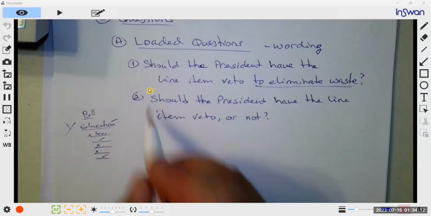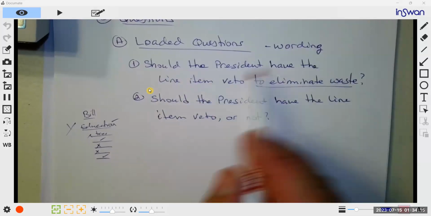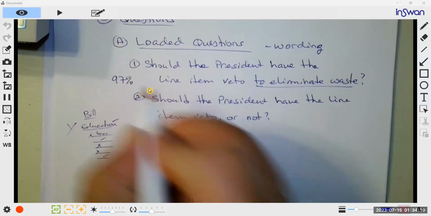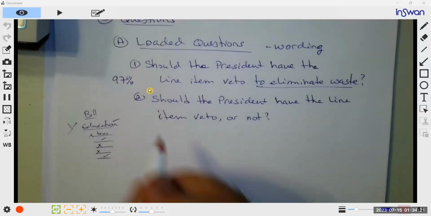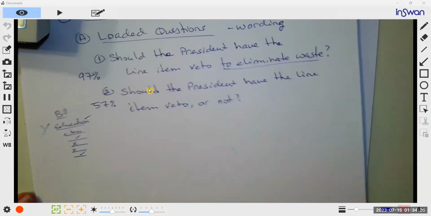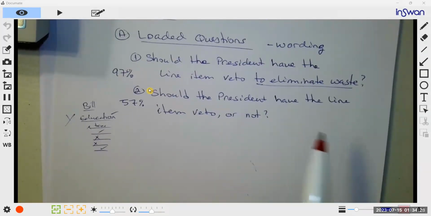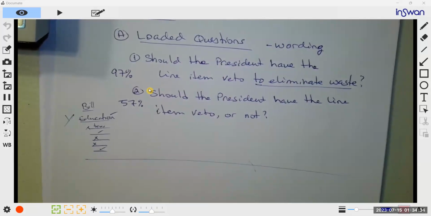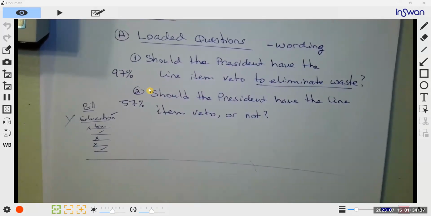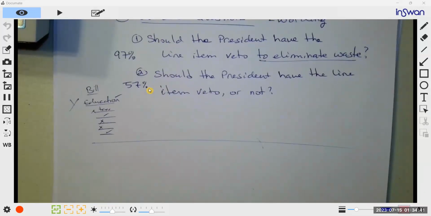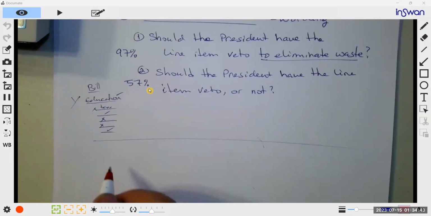The example in the book asked whether the president should have the line item veto to eliminate waste. Just because they put that in there, 97% said yes, as opposed to 57% who said yes to the second one that didn't have that factor in it. So the way you word the questions, you can load the question to influence people to vote how you want them to vote. Again, this is the fallacy, the problem we have with statistics.